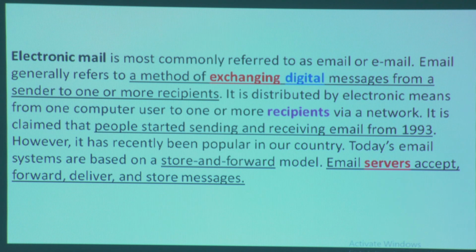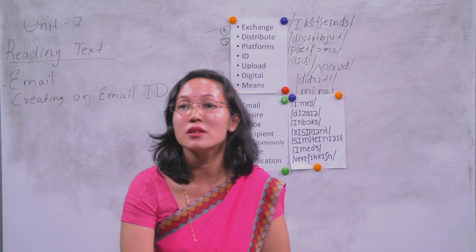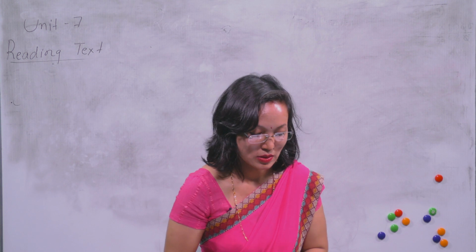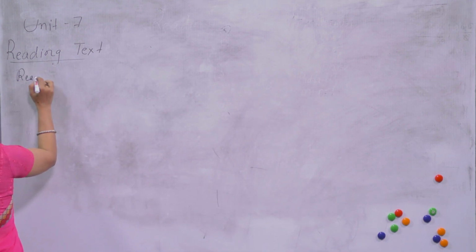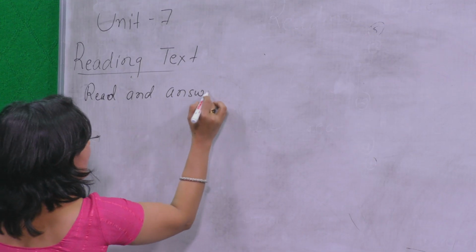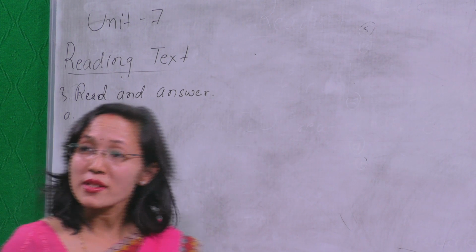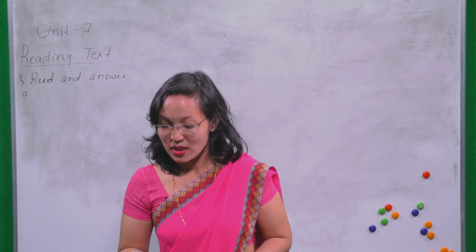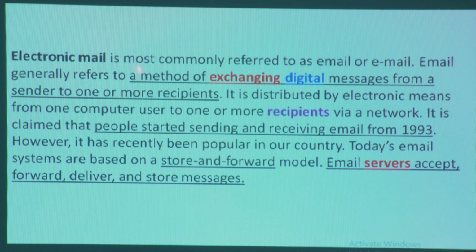Okay, students, I have highlighted here all the answers, so it will be very easier for you. Okay, read and answer. It's 3A. So what is email? So where do you find its answer? See, the text again, please, students.